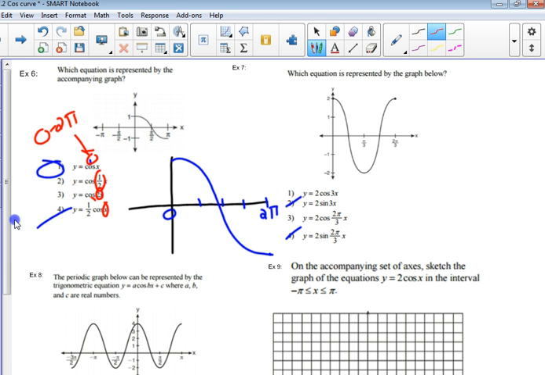And someone asked us if it was always going to be pi over 2. You know what I mean? When you have to physically graph it, it'll be nice. But something like this could happen.